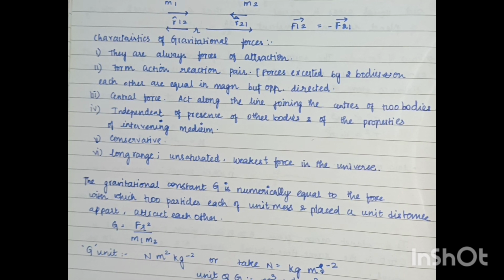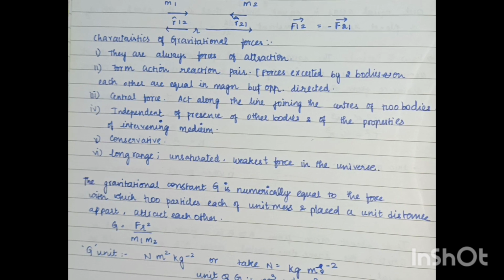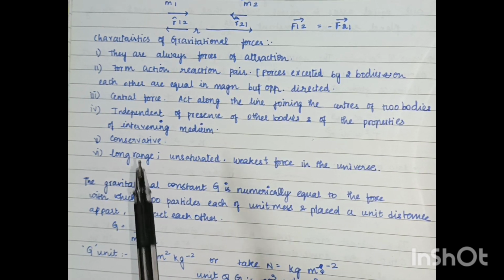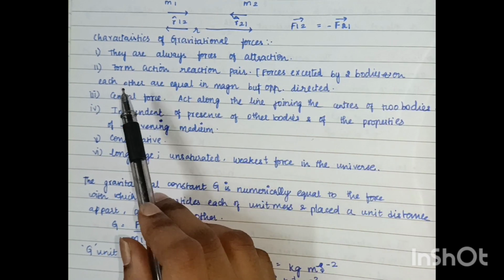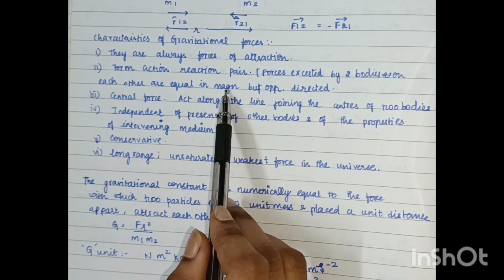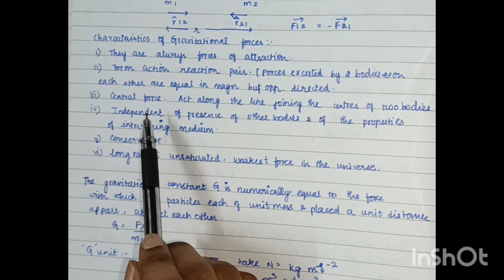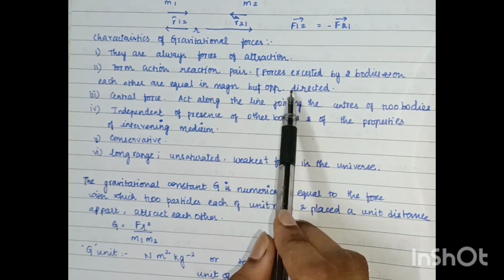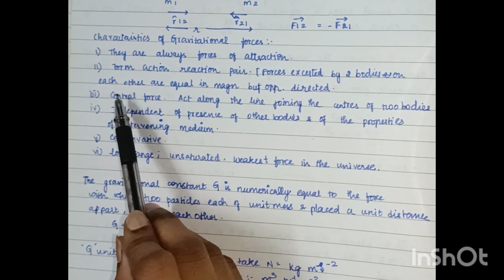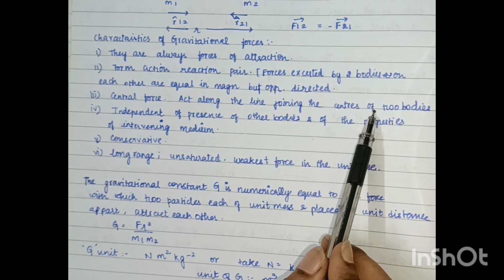Characteristics of gravitational forces: they are always forces of attraction, there are no repulsion forces in gravitation. They form an action-reaction pair. Forces exerted by two bodies on each other are equal in magnitude but oppositely directed. That is what we call an action-reaction pair, because it is always on two bodies, and they are equal in magnitude but opposite in direction. They are central forces, that is, they act along the line joining the centers of two bodies.